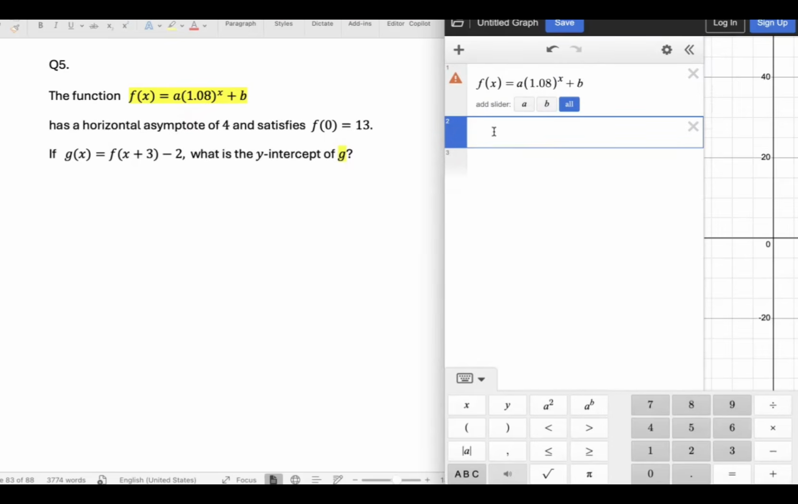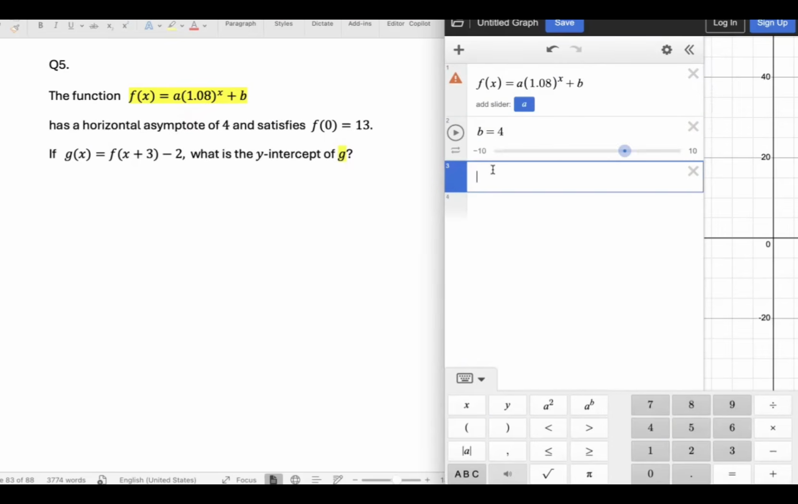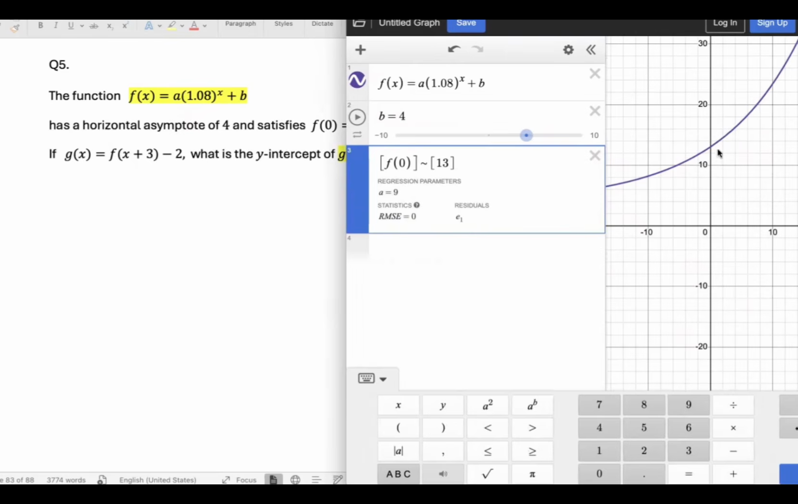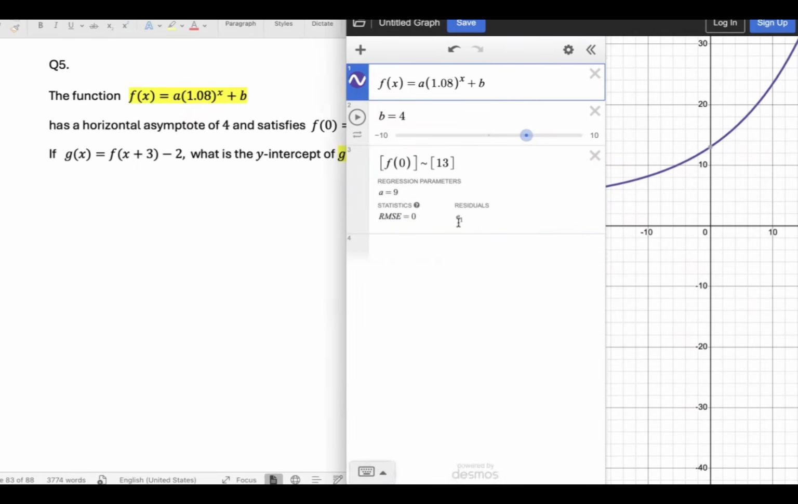Now, let's look at what it looked like on Desmos. But you know that we have a horizontal asymptote, so I'm going to put b is equal to 4, right? So Desmos knows about it. But they tell you f of 0 is 13. Now I'm going to regress f of 0. That's all. I'm going to put f of 0 is 13. Now Desmos plots the graph for me. And I have the intercept here, right? For f of 0 or f of x. This is what it calculated for me.